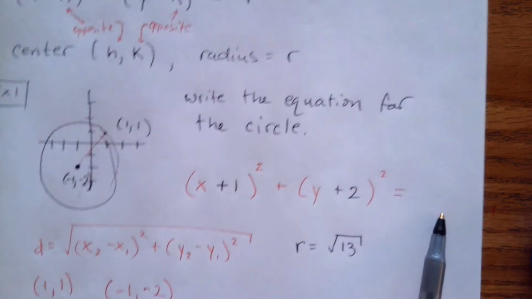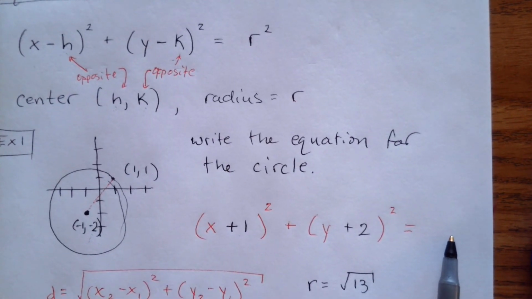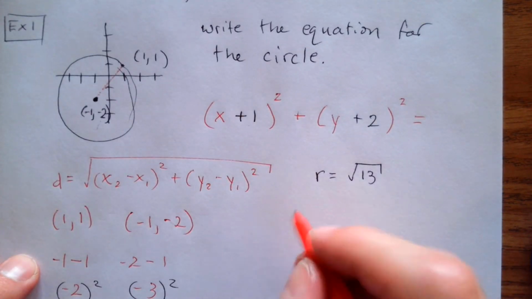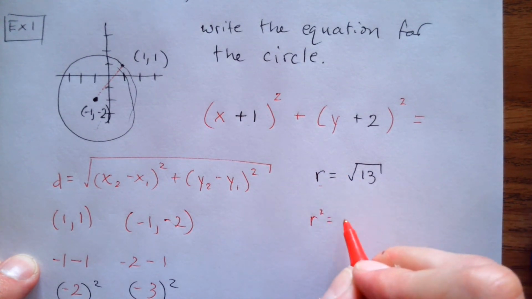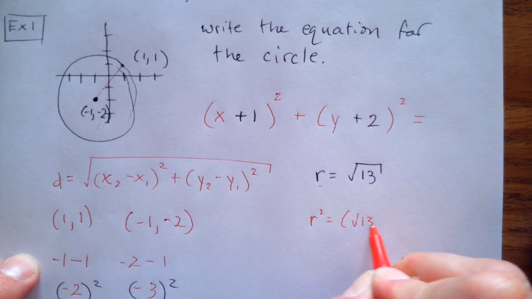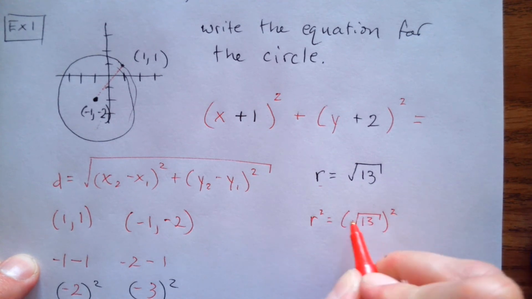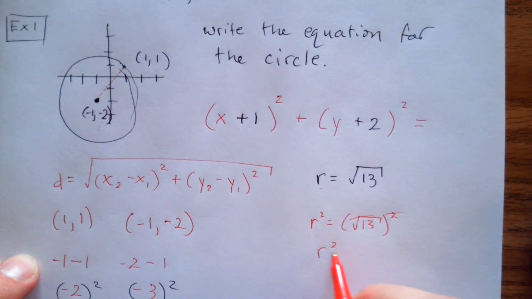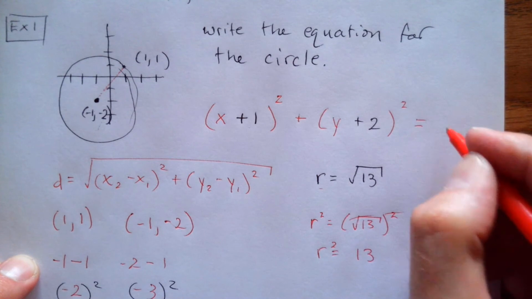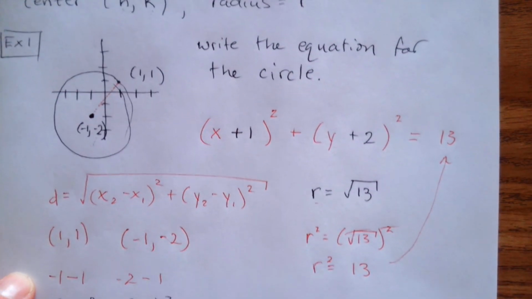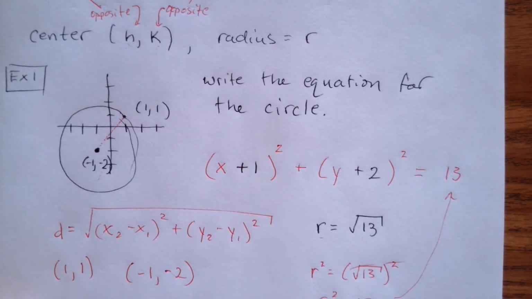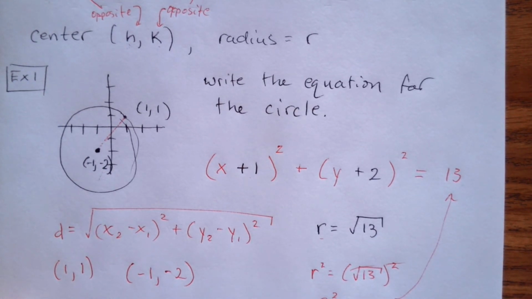But what goes inside the formula? R squared. So what we actually need to figure out is, what is R squared? If we square both sides of this, we just get regular 13. Tomorrow we'll be able to practice this a lot, but I'll give you one more example like this and then see if you can write it.